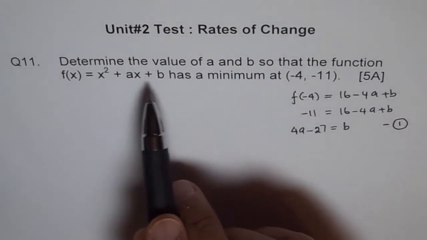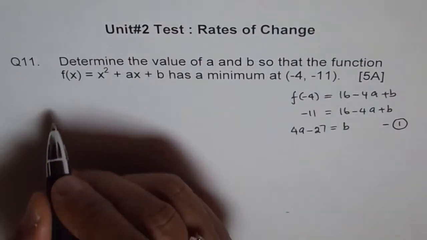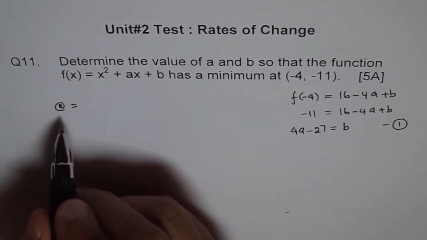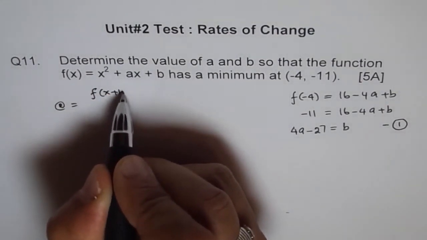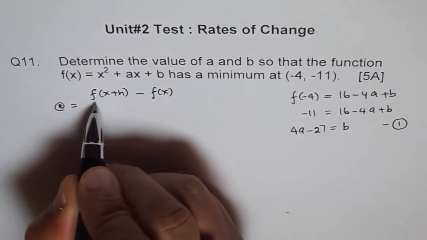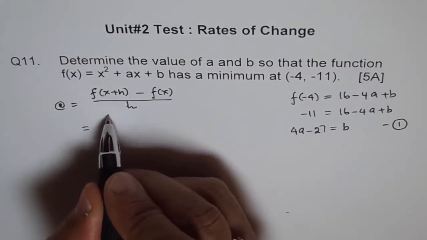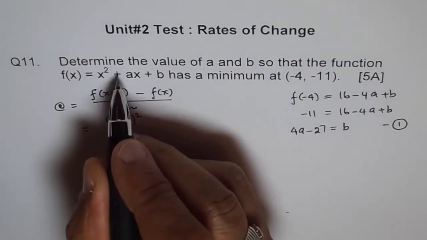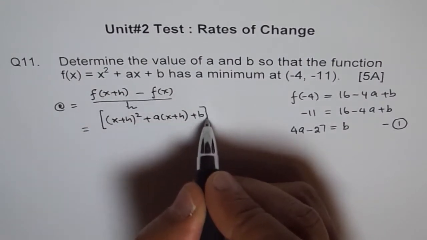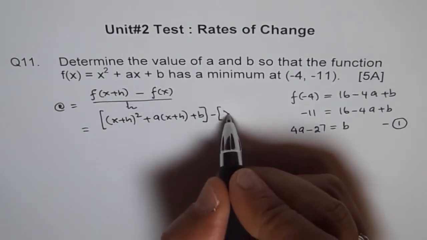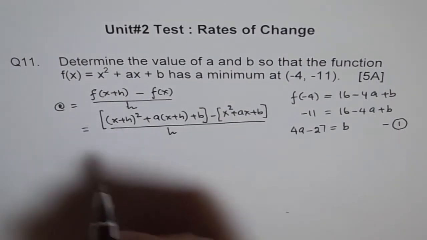So let's try to find where the minimum of this function should be. We can do the difference quotient method. At the minimum, the instantaneous rate of change should be 0, right? So we'll use that to find the x value for the minimum. The instantaneous rate of change will be f of x plus h minus f of x over h. For this, f of x plus h is x plus h whole squared plus a times x plus h plus b, minus f of x, which is x squared plus ax plus b, everything divided by h. Now let's simplify it.